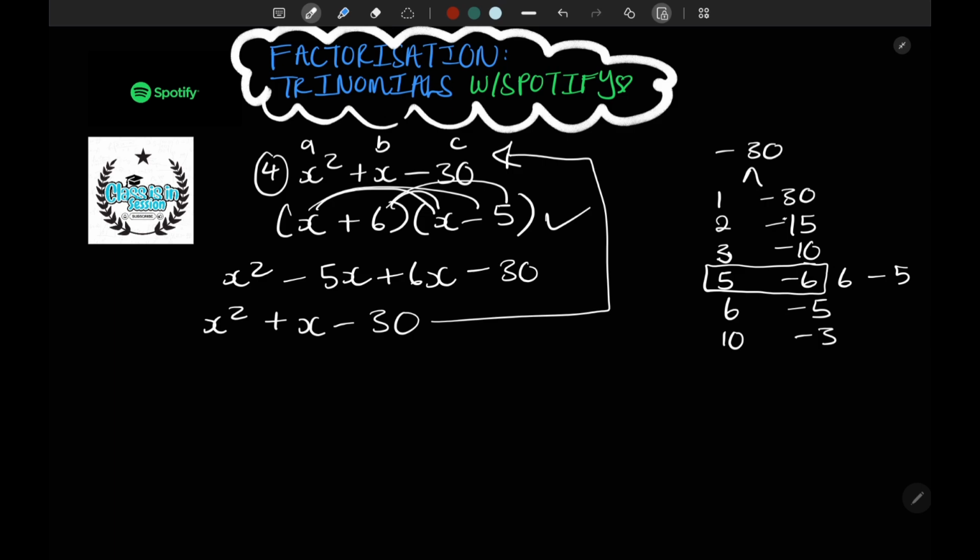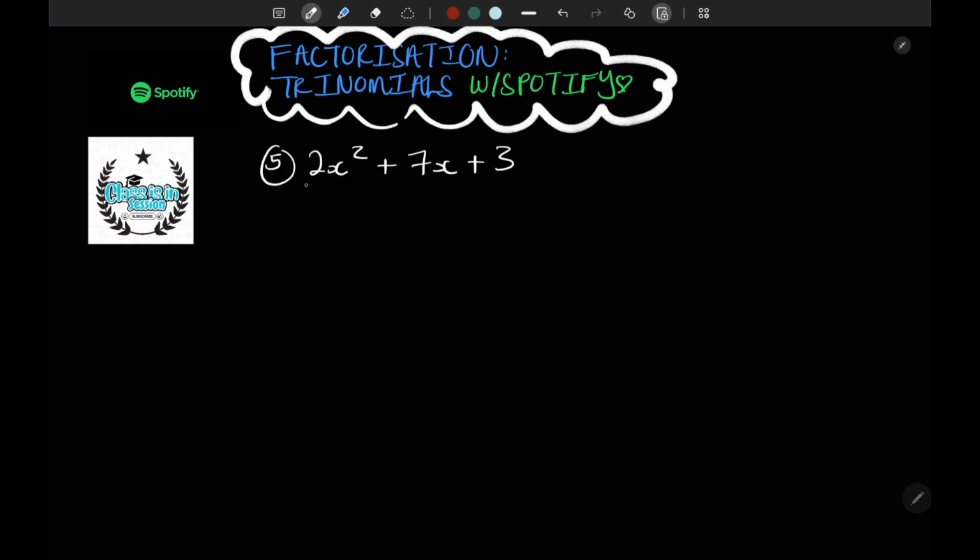Now let's do an example that's a bit tricky. Let's do 2x squared plus 7x plus 3. What's the first step? Multiply a with c. This is your a, there's your b, and there's your c. 2 multiplied by 3 is equal to 6. So write your 6 here.